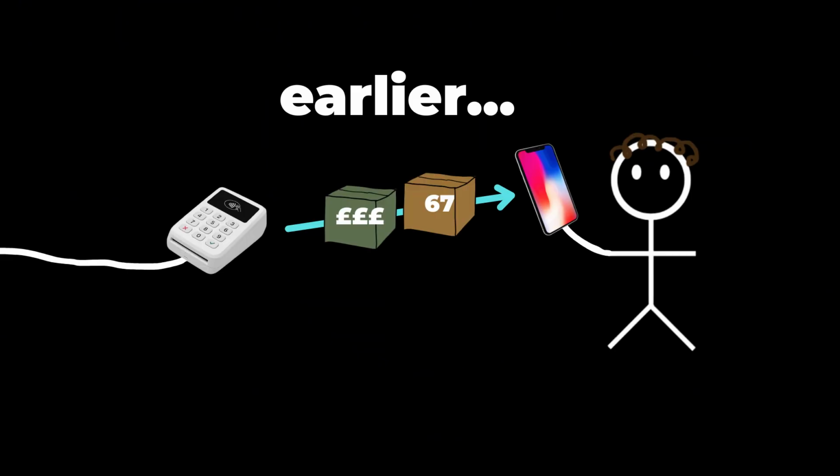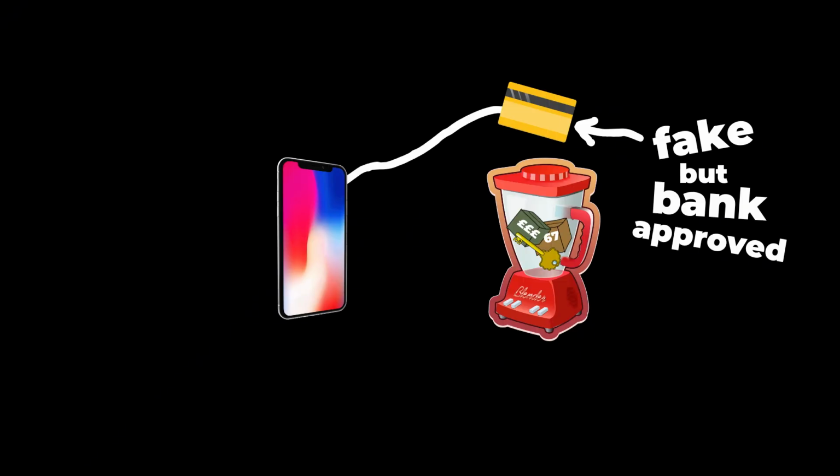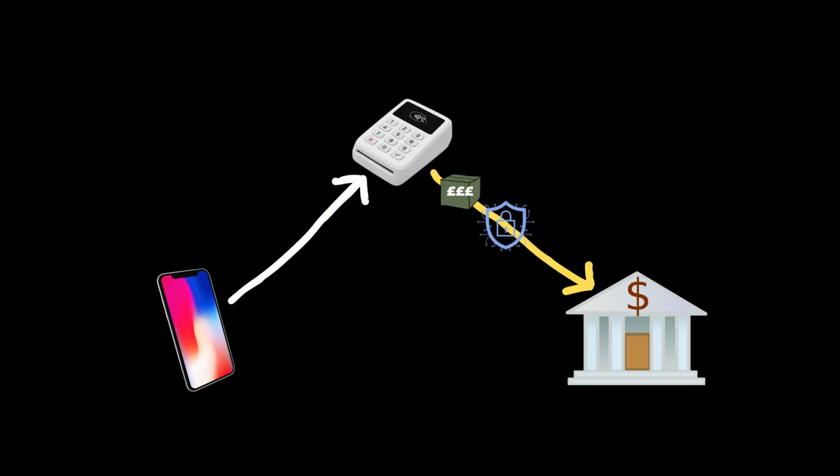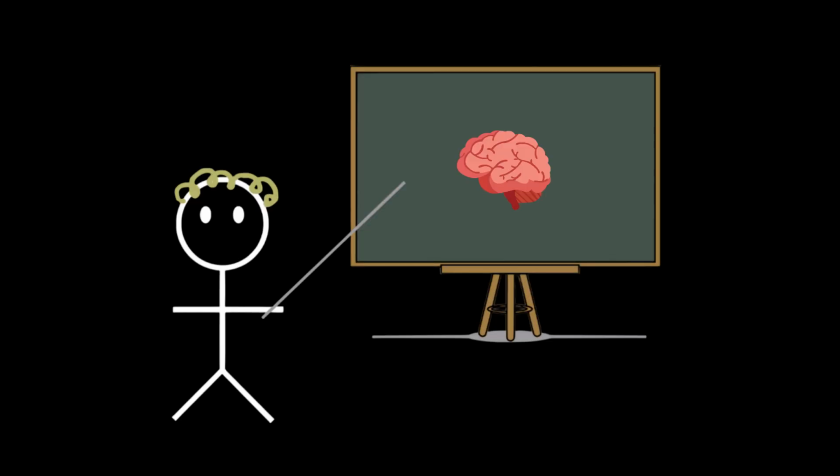Your phone takes the random number from the card reader, the payment amount, and this shared key, blends them together, adds in a fake but bank-approved card number, and makes a cryptogram. It then sends this cryptogram to the card reader, which sends it to the bank, along with the payment amount and the random number.